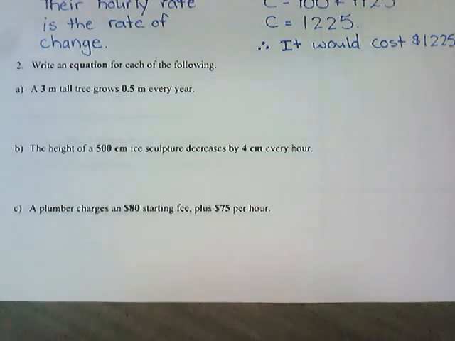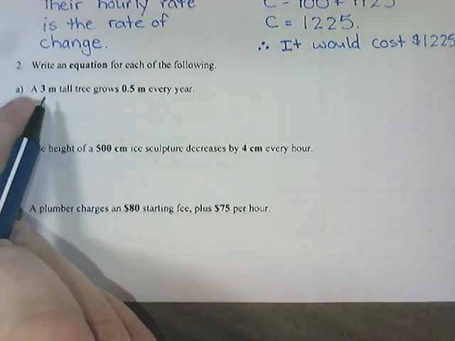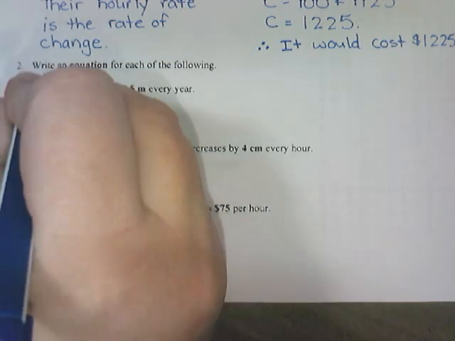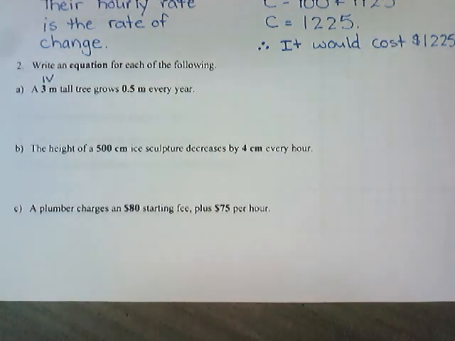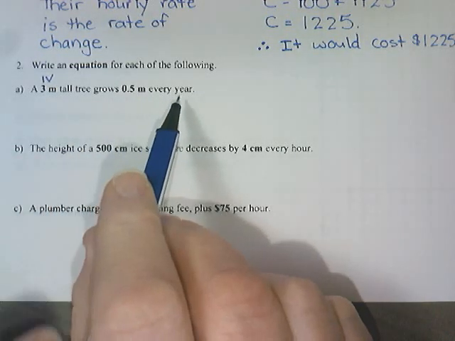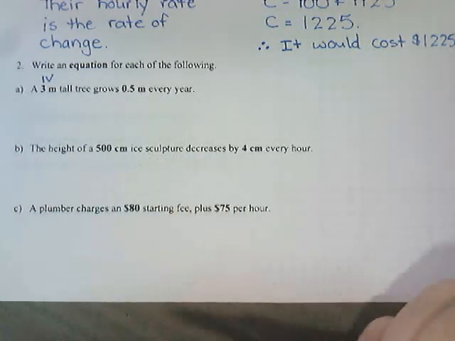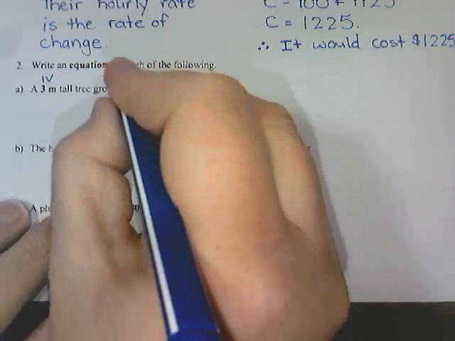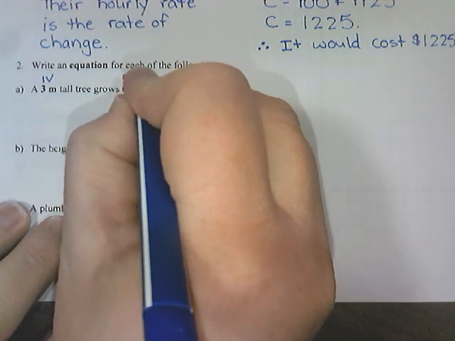So one of these two numbers should be my starting value, and one of them should be the rate of change. So the starting value or the initial value should be that beginning amount, and then the rate of change should be something that's happening more than once. So when I read through this, that 3-meter tall tree, I believe that's the initial value because that's the starting height of the tree. And then the 0.5 meters isn't just happening once. That's how much it's going up by every year, which means that's my rate of change.